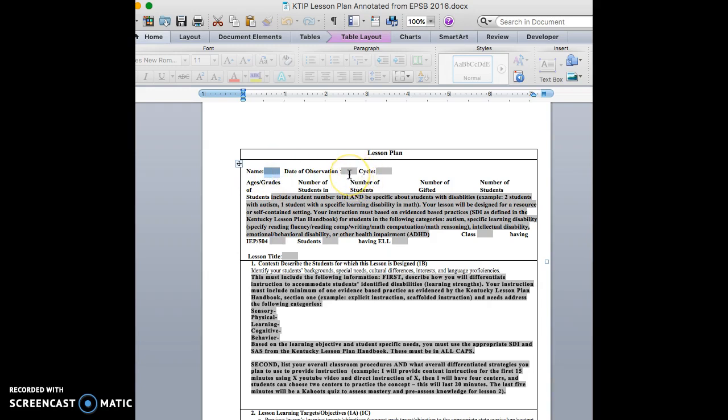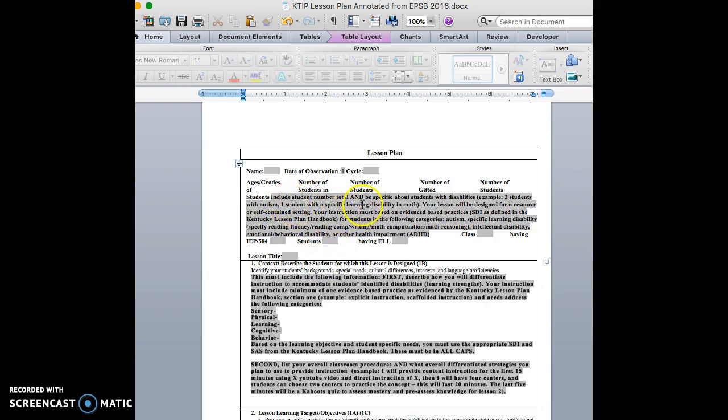For the date of observation, I want you to put a number 1 because this is 1 unit. And for cycle, if this is my first lesson, I'm going to put cycle 1. If it's my second lesson, I'm going to put cycle 2. Then you're going to give me the ages and grades of the students. You're going to follow through all the information that's required.